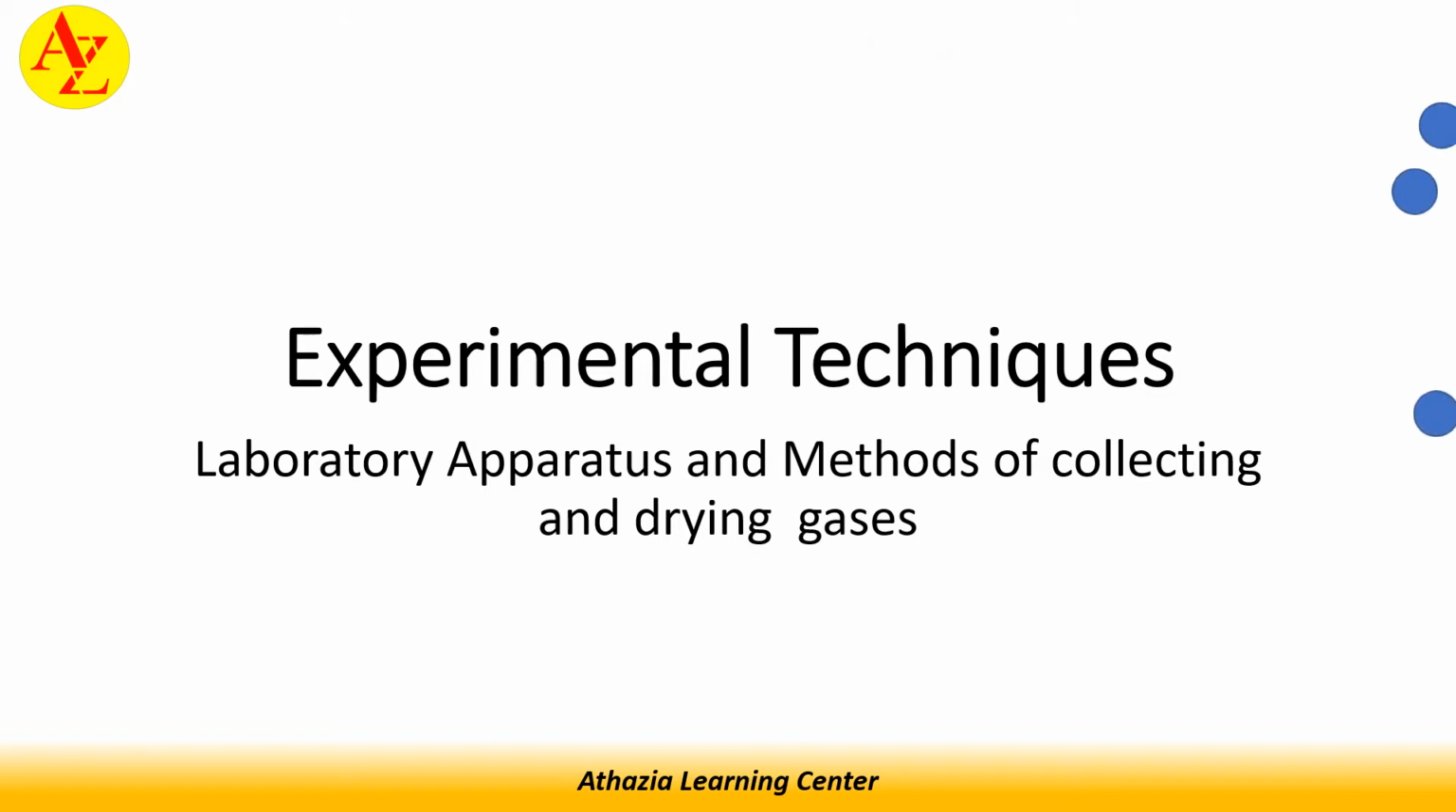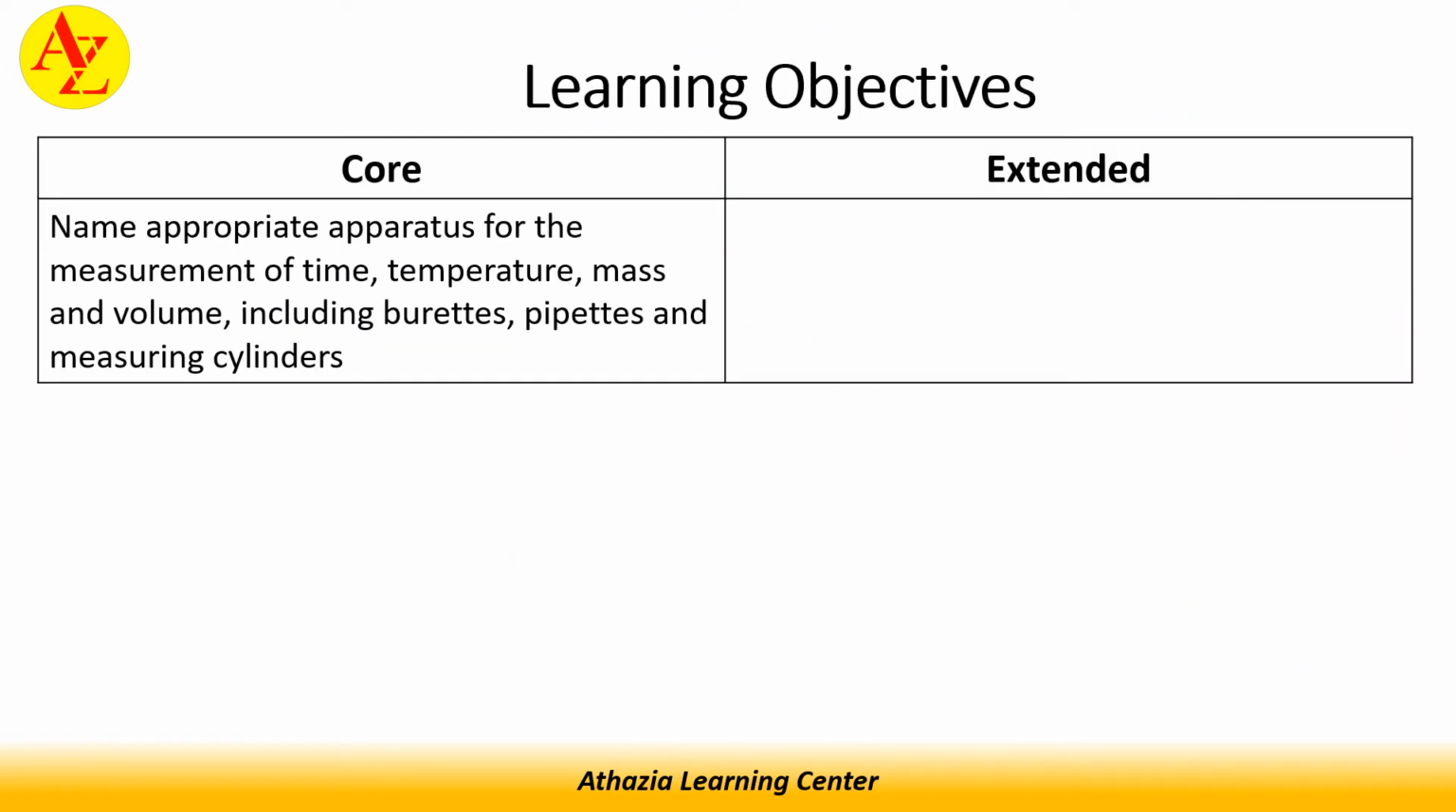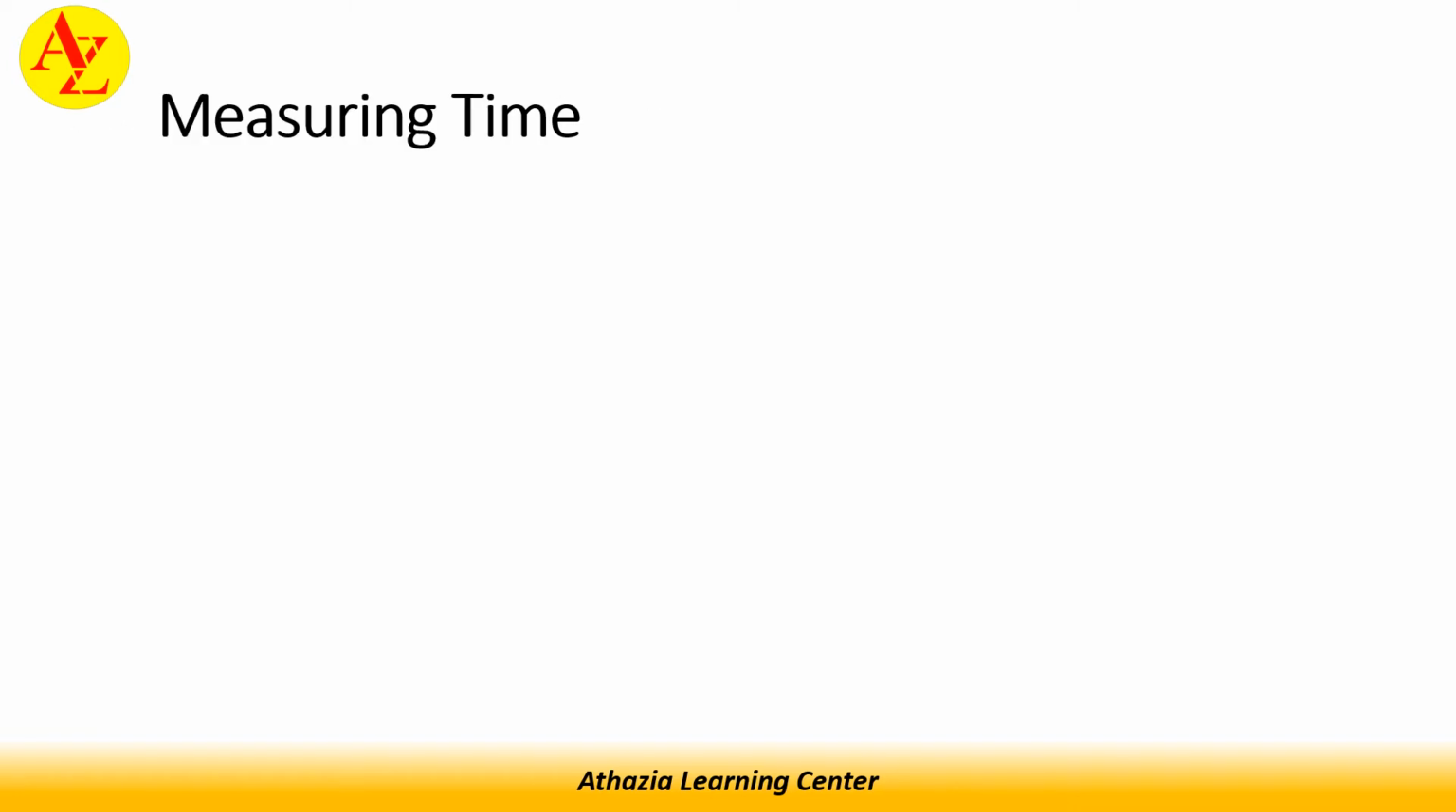Today we will learn about experimental techniques, especially about laboratory apparatus and methods of collecting and drying gases. This is the learning objective of this lesson for core only. Name appropriate apparatus for the measurement of time, temperature, mass and volume, including burettes, pipettes, and measuring cylinders.